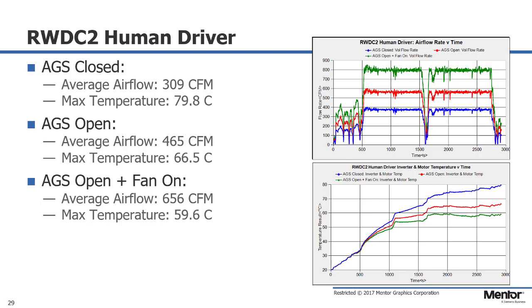This, once again, increases our average flow rate by about 200 CFM to 656 CFM, really sitting around 800 for most of the highway drive cycle. But it does reduce our max temperature down to 59.6. So we have been able to meet our design requirements with the AGS open and the fan on. Since we've established what airflow rate we're going to require from the human driver, now we can see if, with the autonomous driving features, we can reduce that slightly.